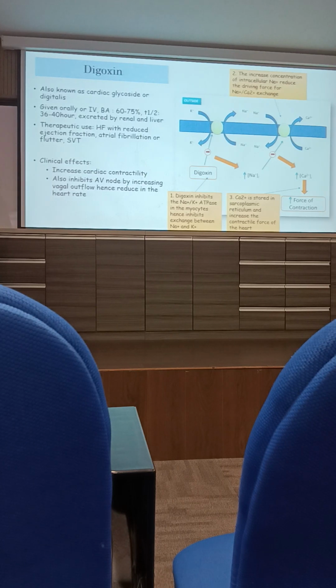Okay, at the same time, digoxin can also inhibit the AV node. When you inhibit the AV node, you are actually increasing the vagal outflow or parasympathetic activity, hence reducing the heart rate. So the effect is an increase in the cardiac contractility, but at the same time a reduction in the heart rate.